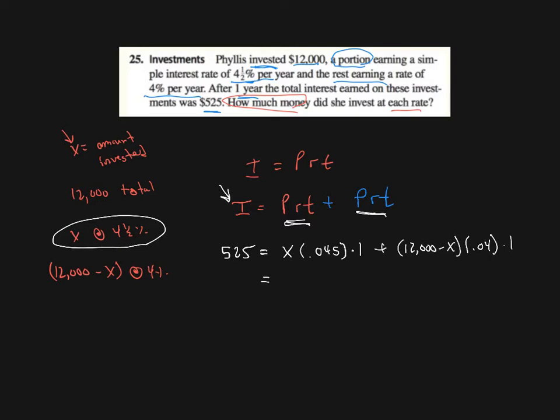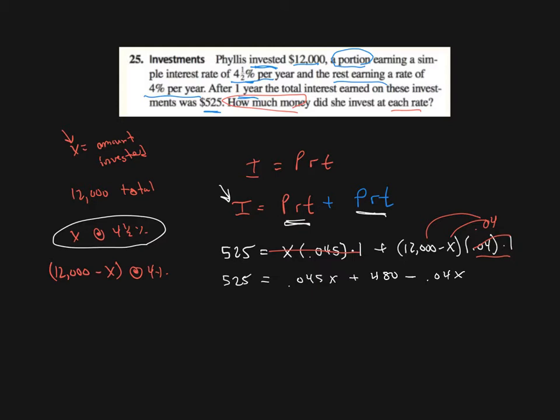So now we just need to clean up the right side a little bit. So 0.045x times 1 is just 0.045x. So that takes care of this piece. Over here, 0.04 times 1 is 0.04. So let's just call this 0.04. And then we have to distribute that to these two values. So after multiplying 0.04 times 12,000, I get 480 minus 0.04 times negative x is minus 0.04x.